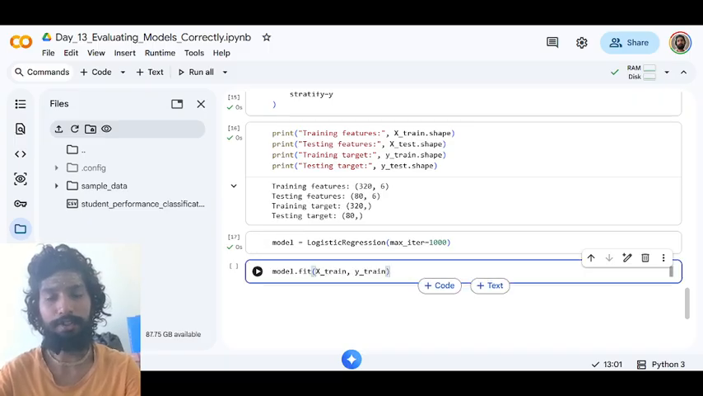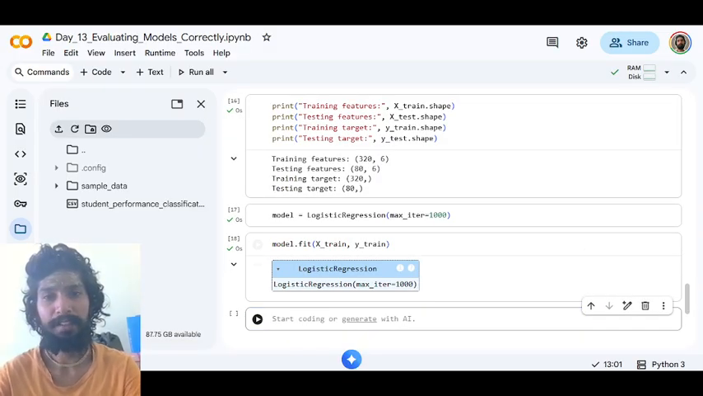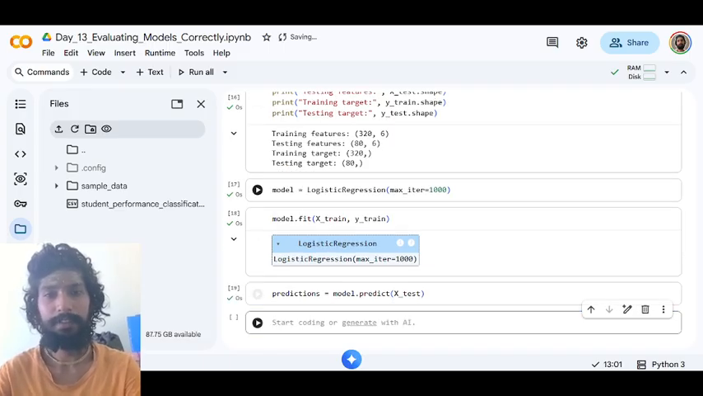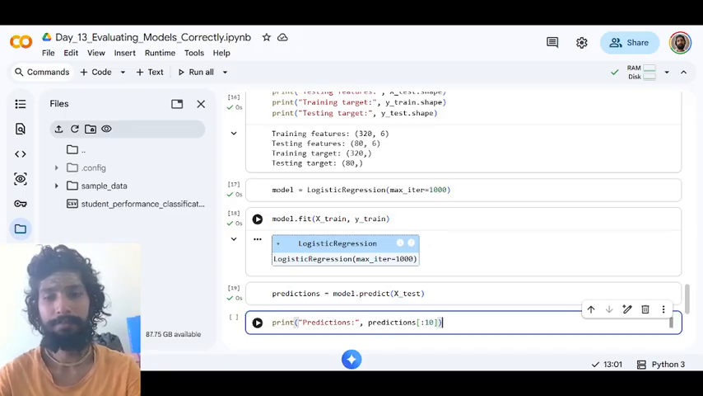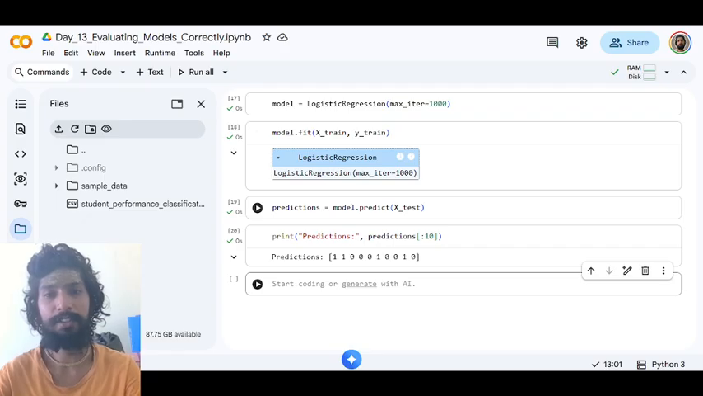Before running the cell, ask yourself, will the model produce predictions immediately? No. The fit function only trains the model. Run the cell. The model has now learned patterns connecting the input features to the at-risk target. Now let us generate predictions for the testing data. Display the first 10 predictions. The output contains zeros and ones. 0 means not at risk, 1 means at risk.